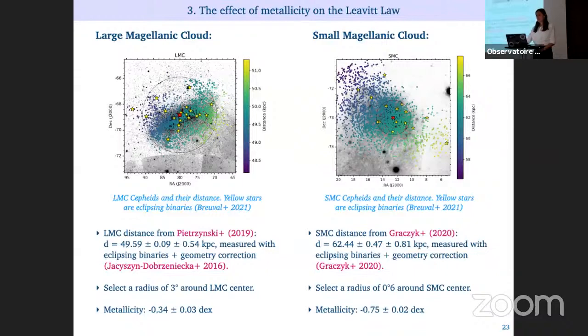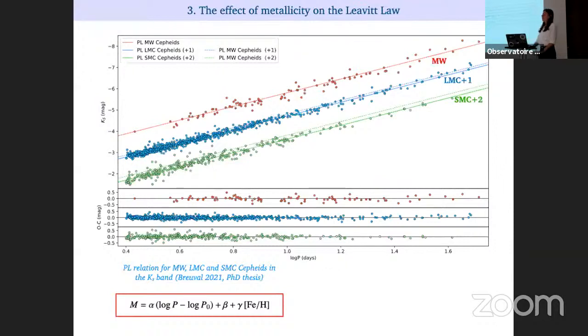In these 3 samples of Cepheids, I calibrated the Leavitt law. So in red is the Milky Way, in blue is the LMC shifted by 1 mag, and in green it's the SMC shifted by 2 mag. And the dashed line represents the position of the Milky Way calibration. So from this plot, you can see directly that there is a trend. The more you go to the metal poor, so from Milky Way to the SMC, the fainter is the intercept.